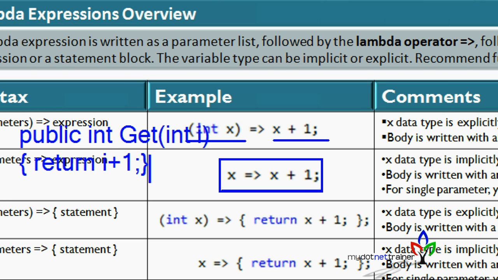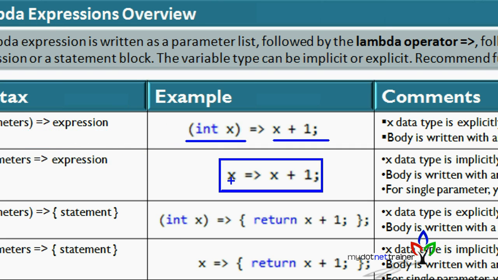We have to write so much code just to build that method. In a lambda expression, you're specifying the same thing in very plain text. As long as you understand what this means, you're good. The left-hand side is a parameter list. If you have multiple parameters, you just separate them with a comma, but in that case the open and close brackets are mandatory.